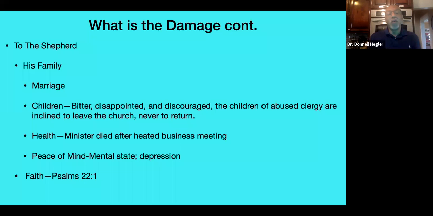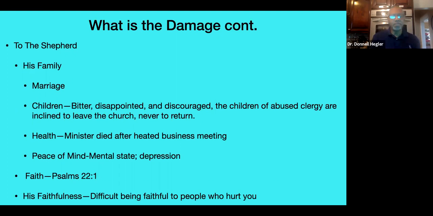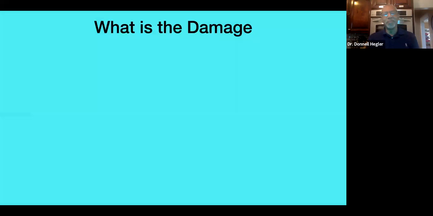And then when sheep hurt the shepherd, it can damage his faith. He can reach a point where he really starts to question this whole thing about a relationship with God and with the people of God. And then ultimately, it's going to affect his faithfulness. It is very difficult to be faithful to people who are hurting you.